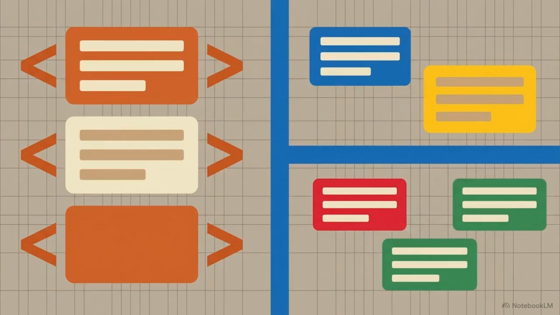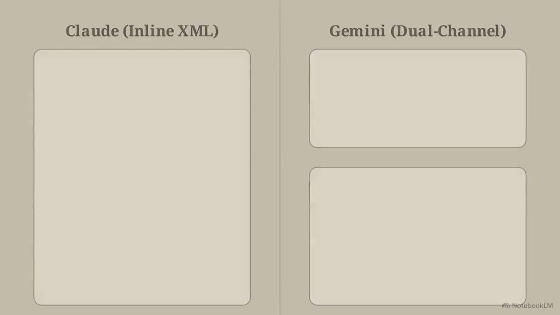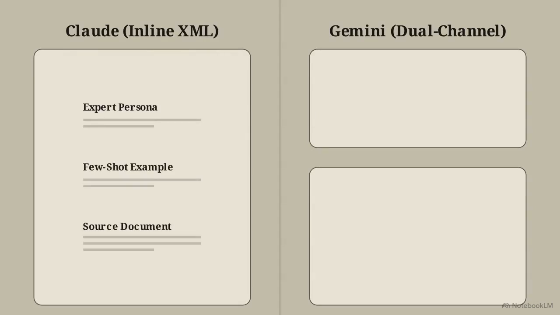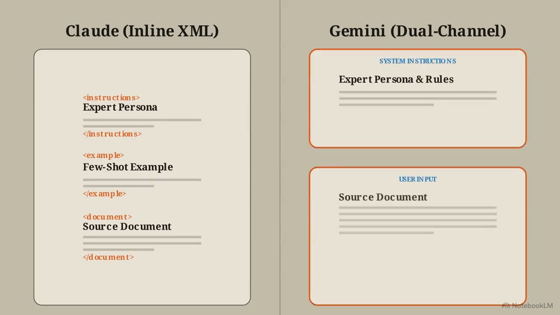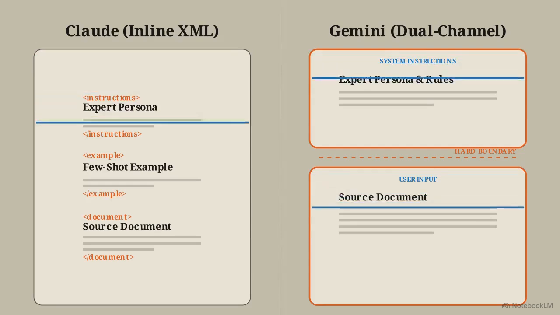To see the difference, let's build the same complex task across both architectures, summarizing a document using an expert persona and strict markdown rules. For Claude, we sequentially wrap the expert persona, examples, and source text inside distinct instruction, example, and document tags. In Gemini, we isolate that persona and rules within a top-level system window, routing the raw source document exclusively into the user window below.